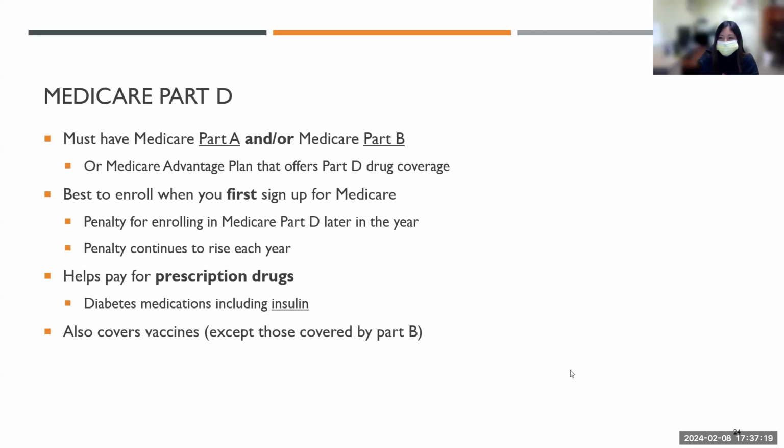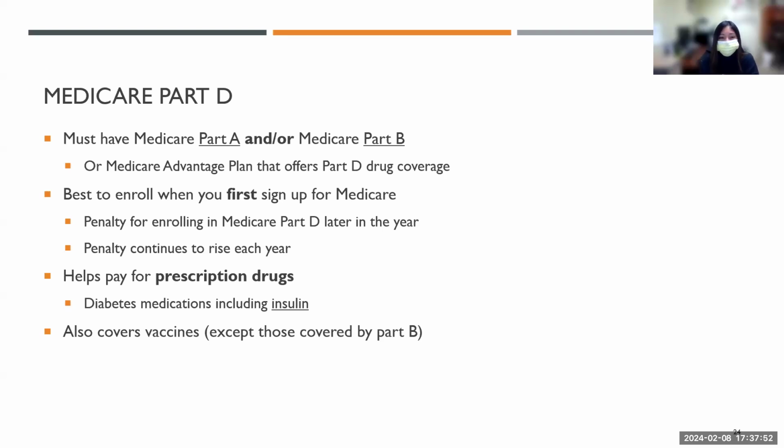Okay. Since we're learning about lowering drug costs, I wanted to focus a lot on Medicare Part D, our prescription drug coverage. So how can you get Medicare Part D? In order to get Medicare Part D, you must already have Medicare Part A and or Medicare Part B enrolled. Or you may have Medicare Part C, which is a Medicare Advantage plan that offers the Part D coverage.